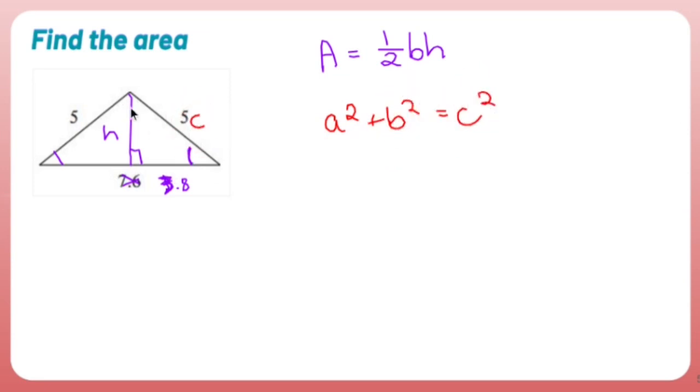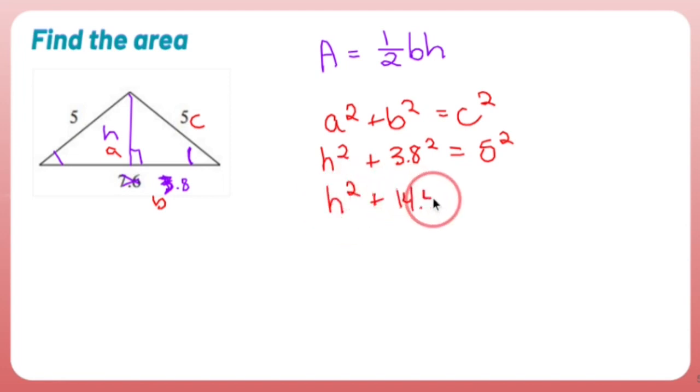I'm going to call you C because you represent the hypotenuse of this right triangle right here. I'll call you A and I'll call you B, because it really doesn't matter which one's A or B as long as you call the hypotenuse C. So I'm going to call A h, for my height, squared, plus B, which is 3.8 squared, is going to equal C, which is 5 squared. 3.8 squared is 14.44, so I will write that out. That's going to equal 5 squared, which is 25.